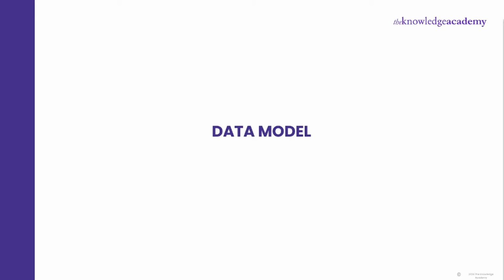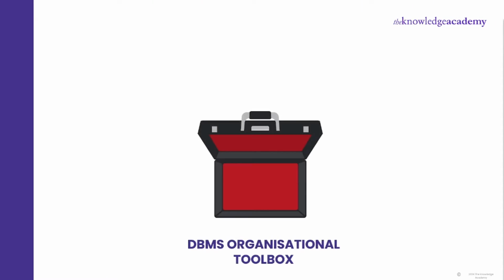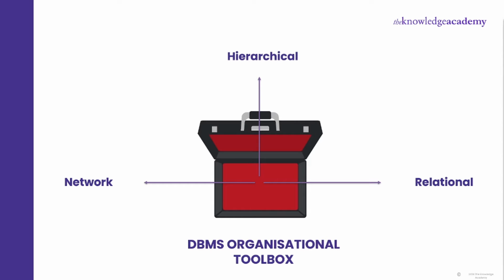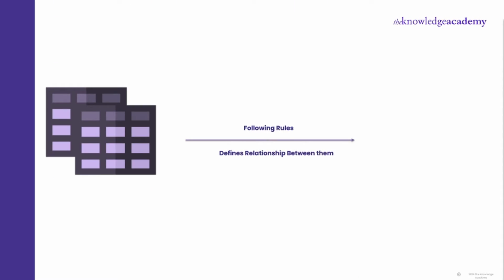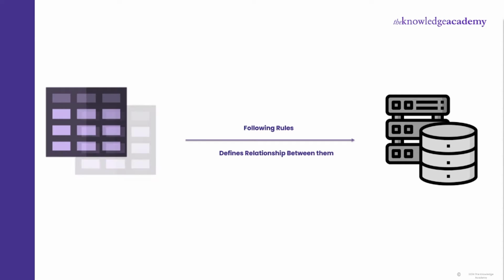In the realm of Database Management System, diversity reigns supreme. Picture a DBMS organizational toolbox, which supports various models like hierarchical, network, and relational structures. It is like having a toolbox with options for all the data organizations need. But when it comes to Relational Database Management System, or RDBMS, it is all about the relational model. Picture a strict rulebook where data lives in tables with defined relationships, ensuring consistency and efficiency. So, in RDBMS, the model is based on a set of rules applied to it.